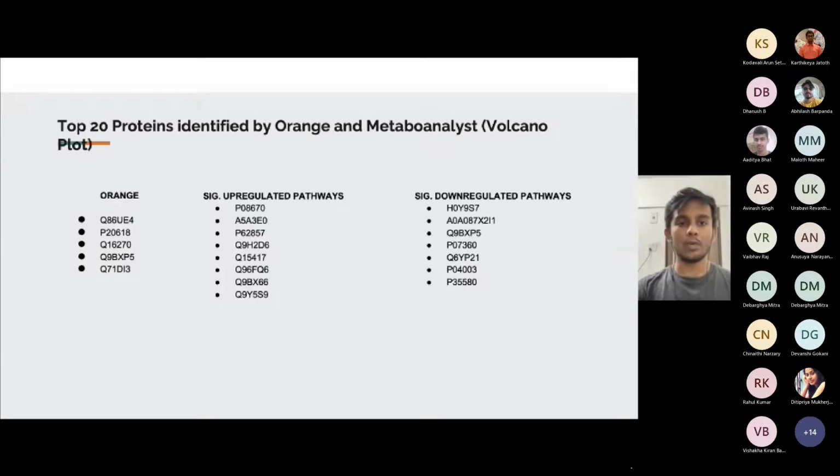Now these are the top 20 proteins which were identified by Orange and MetaboAnalyst. In MetaboAnalyst, as I said earlier, by Volcanoplot. So the two columns on the right are from Volcanoplot, whereas the first one is from Orange. The second column is upregulated pathways, whereas the third is downregulated pathways. These 3 columns, or basically 20 proteins, have been taken up further for pathway analysis using STRING and Reactome. So we'll have a look at that first.